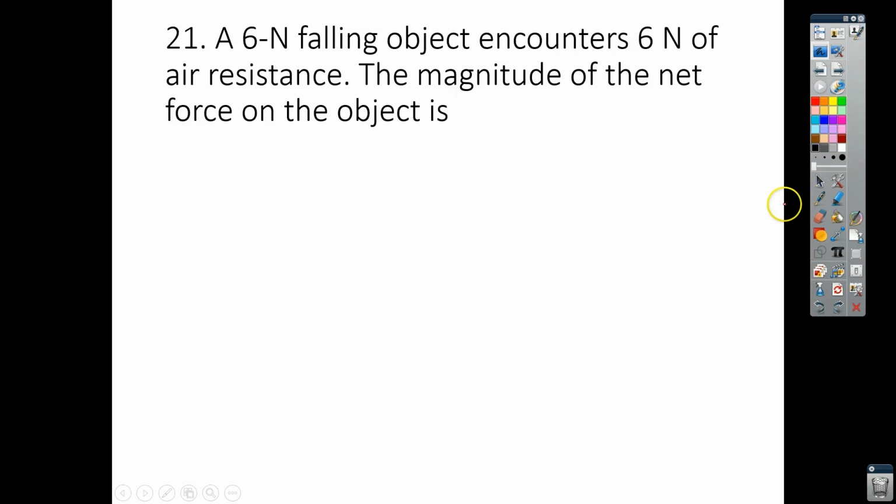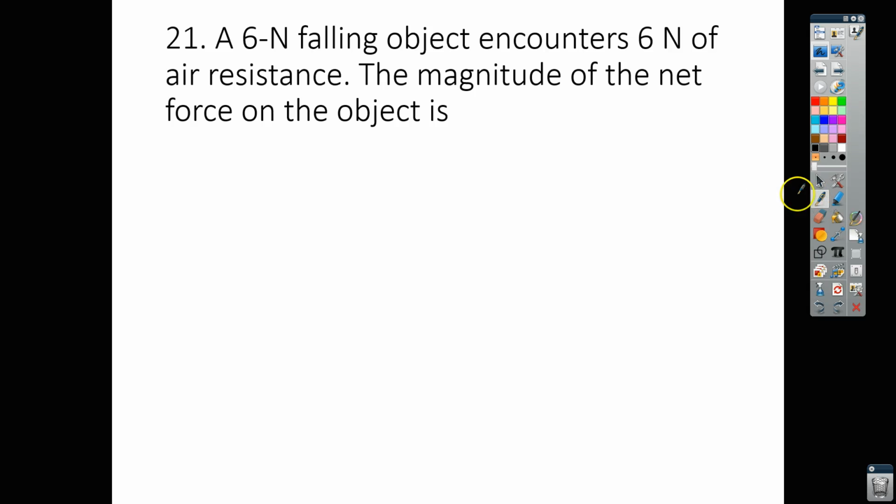This is chapter 6, and this will be number 21 through number 44 for the conceptual problems. It says a 6 Newton falling object. So here's our object, and it's falling. It has a weight of 6 newtons, and we know that it encounters 6 newtons of force through air resistance. So we'll put that 6 newtons here.